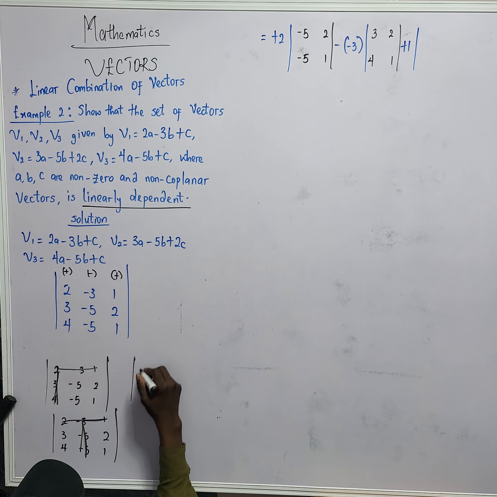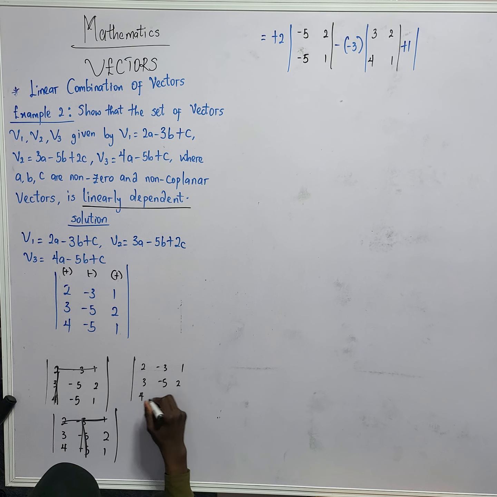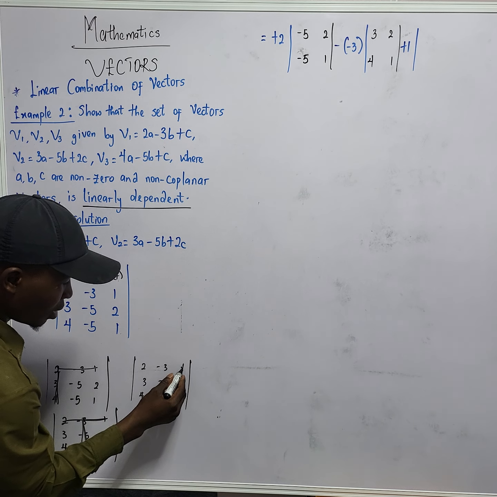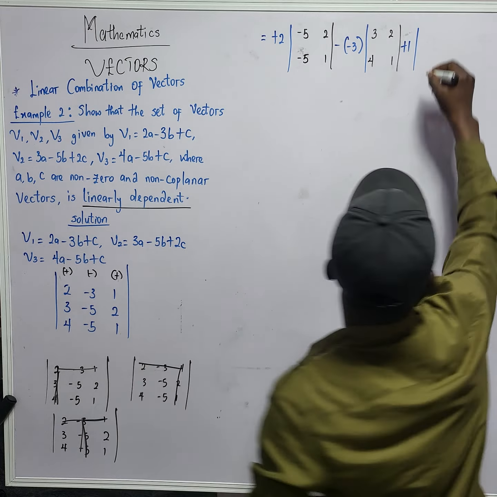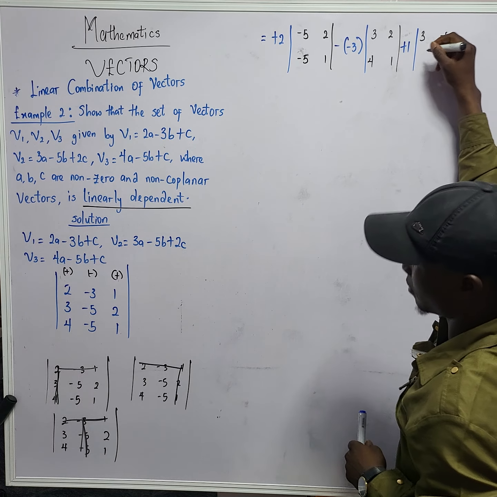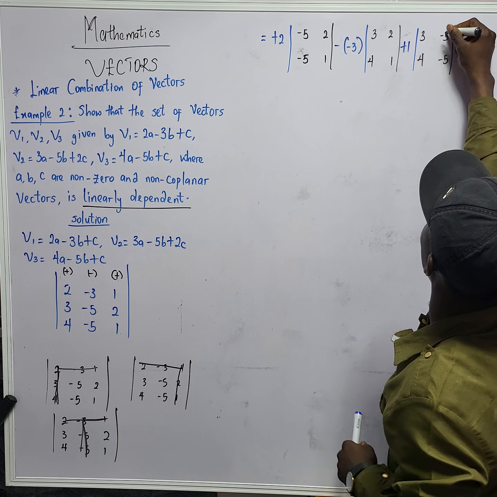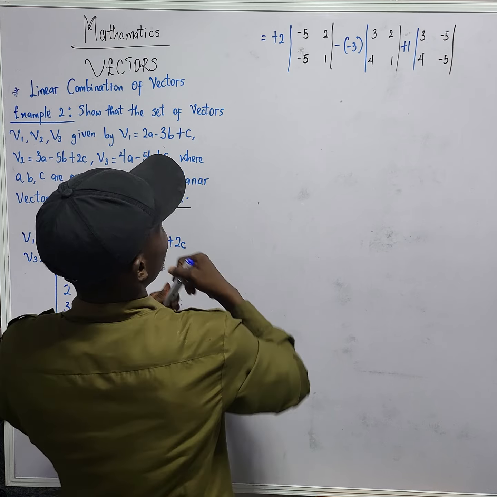So we have 2, minus 3, 1; 3, minus 5, 2; 4, minus 5, 1. This is the one I'm picking. Cancel the row, cancel the column. What are we seeing? We're seeing 3, minus 5; 4, minus 5.